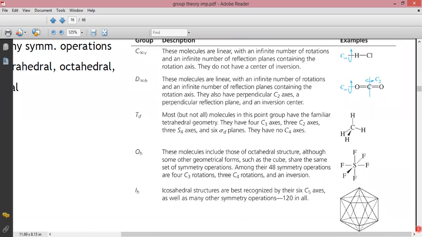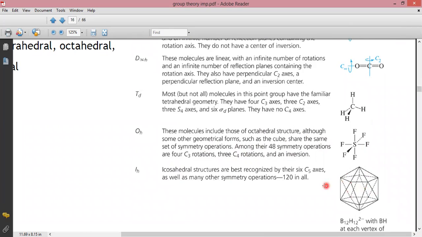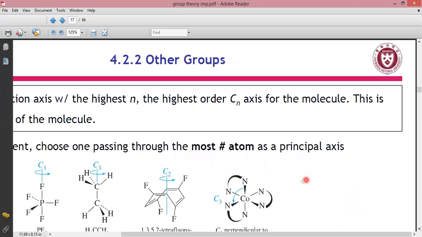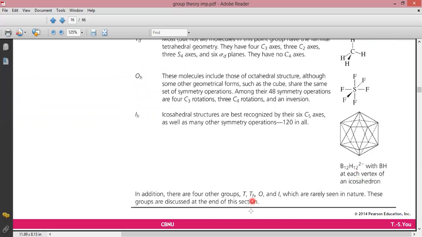Similarly, in the case of the icosahedral structure, there are 120 symmetry operations present in this molecule. For example, the icosahedral structure example is B12H12 2 negative. अगर आप इसको निकालेंगे भी तो that is a very good closed structure. This will be definitely a closed structure, I think so. In addition to these four, other groups are also there, such as Th and Oh, and these are rarely seen in nature. These groups are discovered, so it is not necessary for the people.